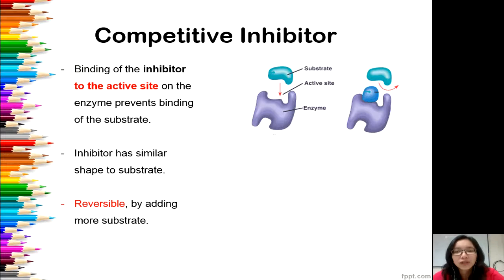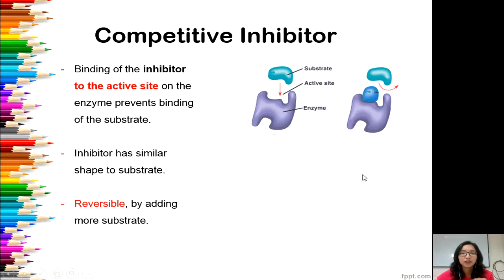A competitive inhibitor can do this because it usually has a similar shape to the substrate. That's why it can stick and bind to the active site of the enzyme. But because it's not the substrate that bound to the enzyme, there will be no reaction, no product at all. While the substrate, because it is not able to bind into the active site, will still remain substrate. It will not be changed into product.